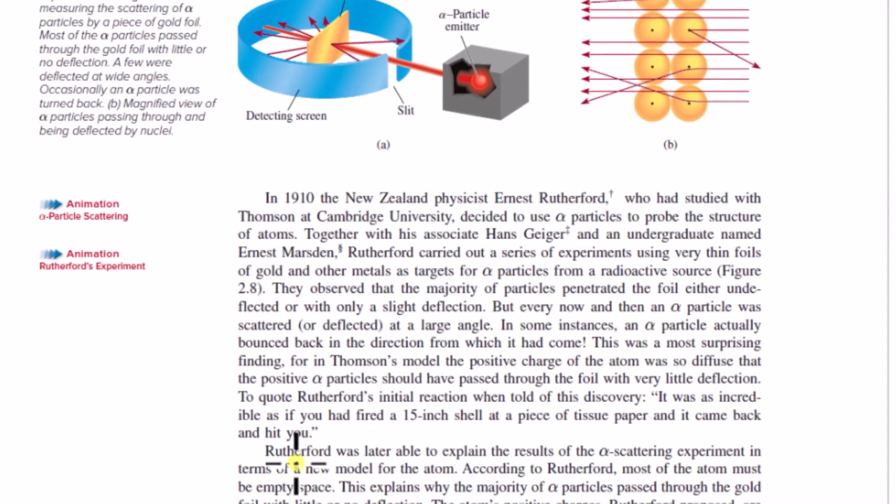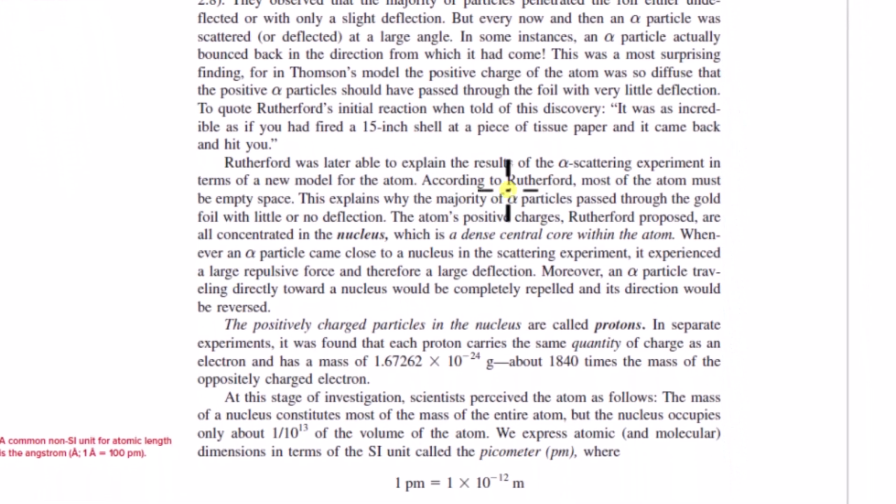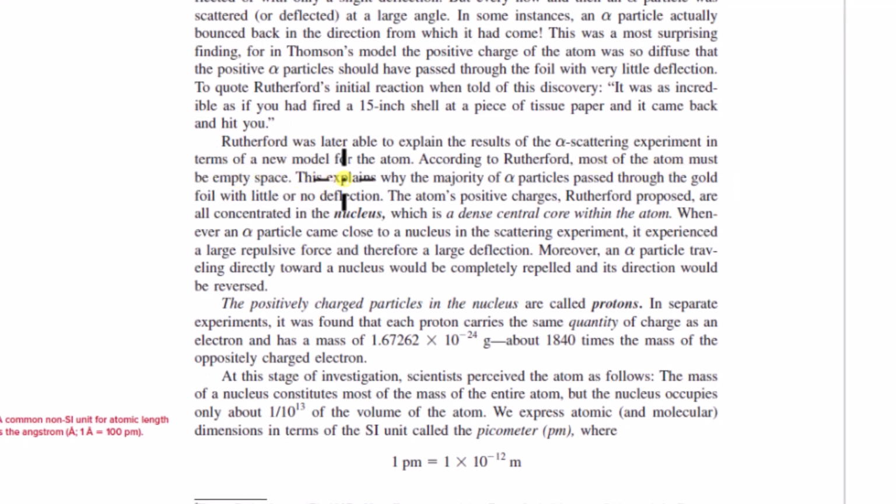Okay, and so with this discovery, Rutherford was later able to explain the results of the alpha scattering experiment in terms of a new model for the atom. According to Rutherford, most of the atom must be empty space. This explains why the majority of alpha particles passed through the gold foil with little or no deflection. The atom's positive charges, like the alpha particles, right? They're positively charged. Rutherford proposed they are all concentrated in the nucleus, which is a dense central core within the atom. Whenever an alpha particle came close to a nucleus in the scattering experiment, it experienced a large repulsive force and therefore a large deflection. Moreover, an alpha particle traveling directly towards a nucleus would be completely repelled and its direction would be reversed. That's amazing, right?